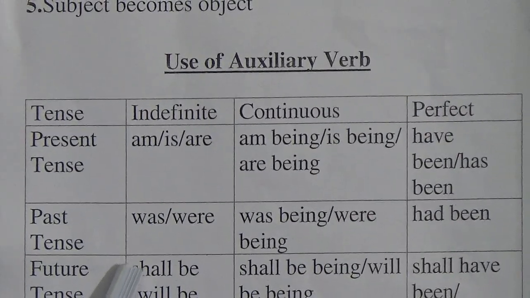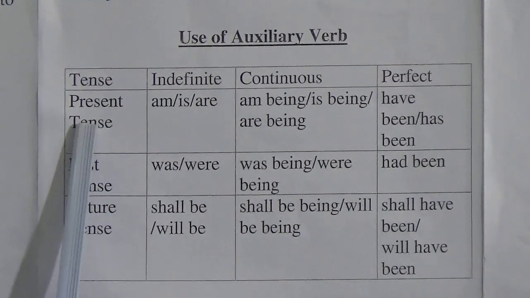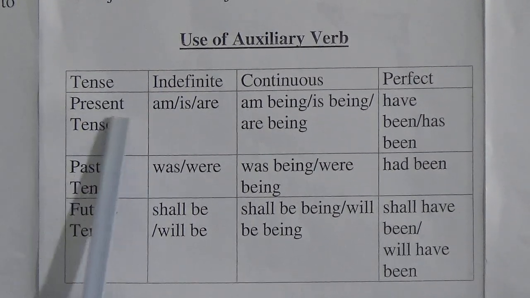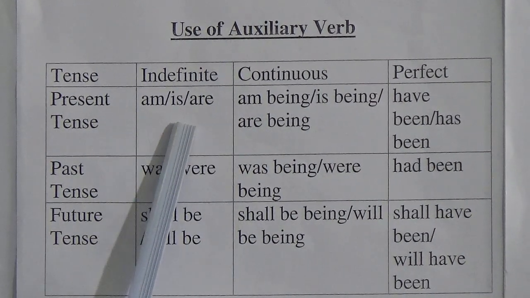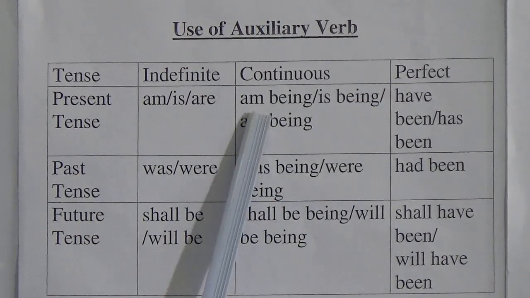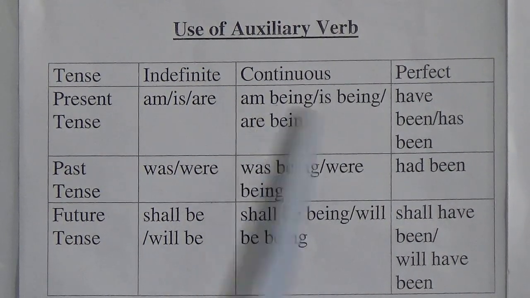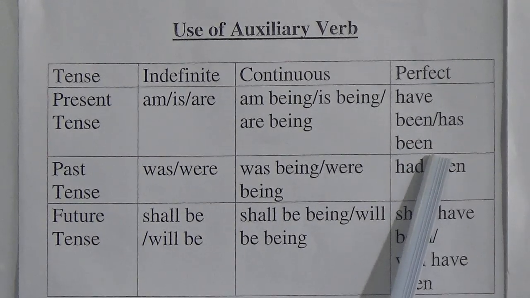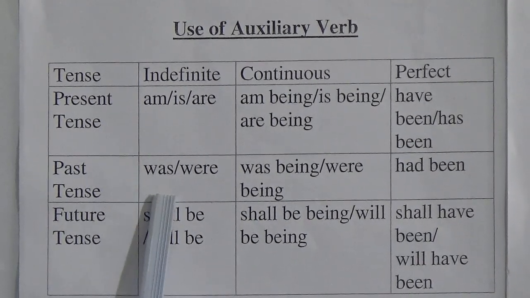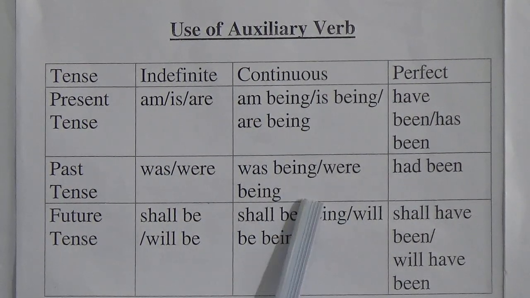So, use of auxiliary verb. This box is very important for you, boys and girls. In present indefinite tense, the auxiliary verb will be am, is, are. In continuous tense, am being, is being, are being; in all continuous tenses we will add being. In present perfect tense, have been and has been. In past indefinite tense, the auxiliary verb will be was, were. Continuous tense, was being, were being.